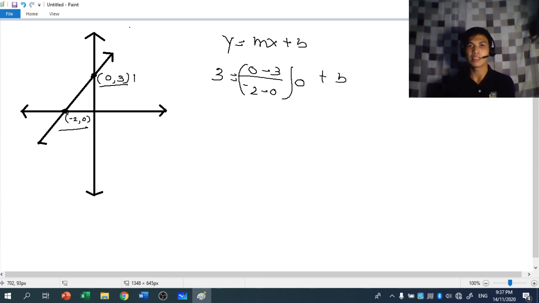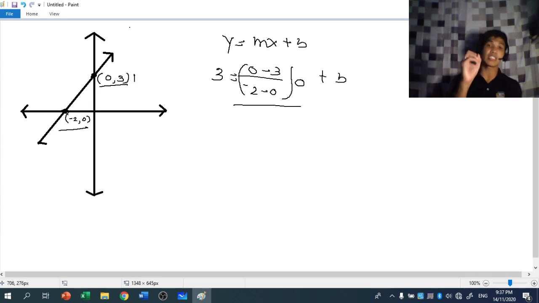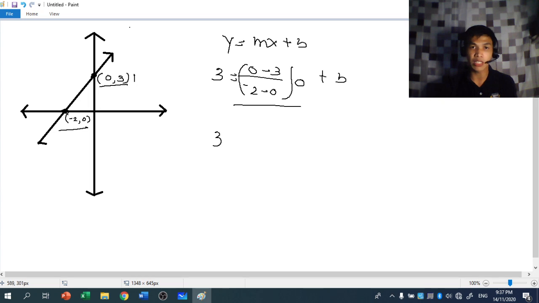Plus b. Yeah. Again, our first goal is to find the value of b. So, ayan. So, hanapin ko muna yung slope kasi kita nyo naman, this variable is multiplied by 0. So, pwede ko ng automatic 0 pero hindi. Kailangan ko munang mahanap si slope. So, this must be equal to 3 is equal to 0 minus 3 over -2 minus 0, times 0 plus b.